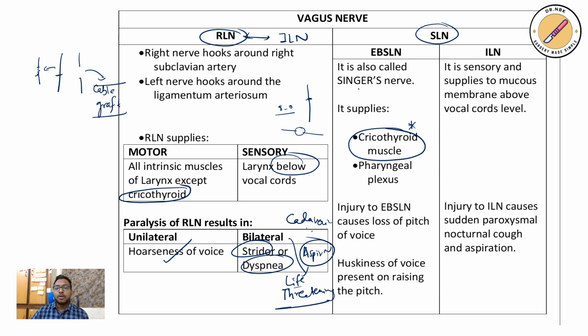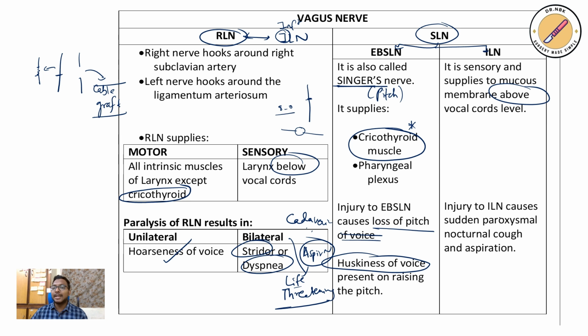Right. So coming to the EBSLN, you know that the superior laryngeal nerve has two branches, the external branch and the internal laryngeal nerve. This is the inferior laryngeal nerve. Okay, right. So I told you that the EBSLN is also called the singer's nerve, which maintains the pitch or timbre of the voice. Whenever there is an injury of the EBSLN, it will cause loss of pitch of the voice, and also there will be huskiness of the voice when you are raising the pitch. Okay, right. So coming to the internal laryngeal nerve, it is sensory and supplies the mucous membrane above the vocal cord level.